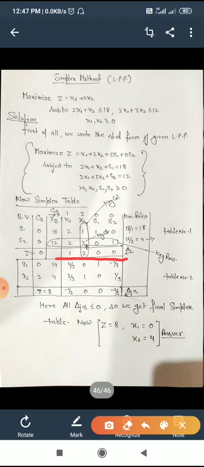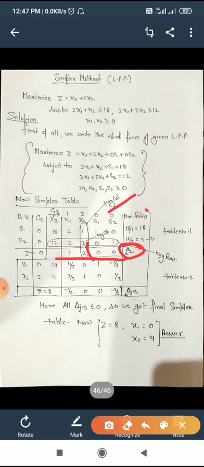Now we have to select the most positive value in delta J. So here 2 is the most positive, and this is the key column.